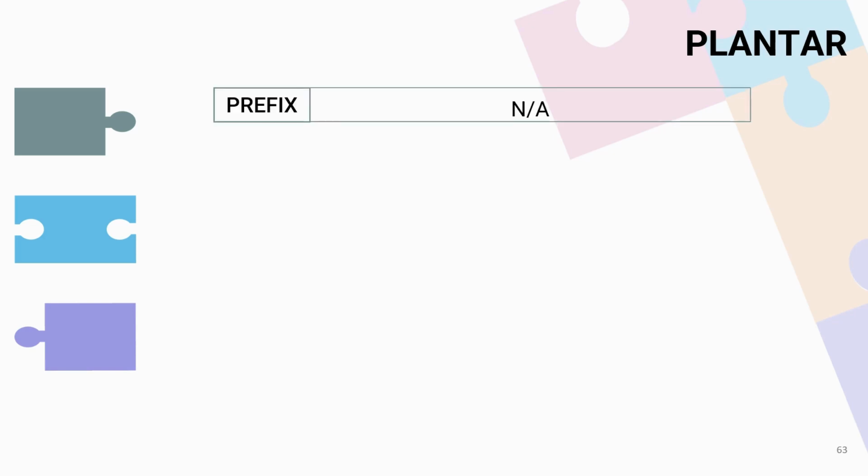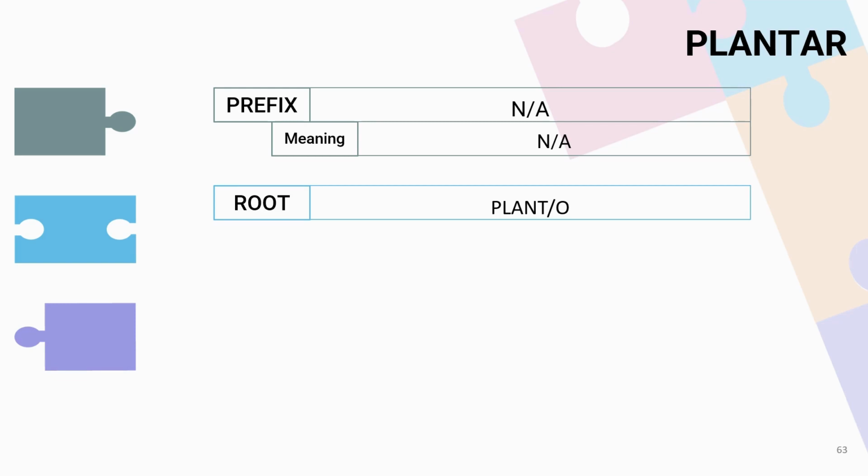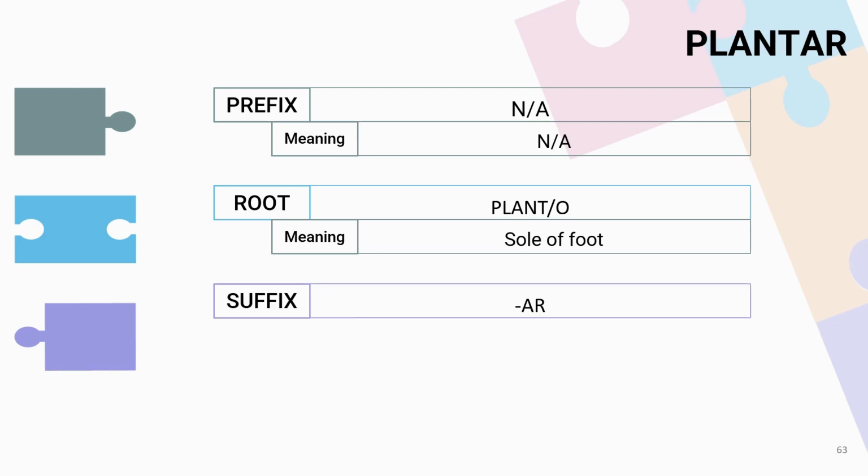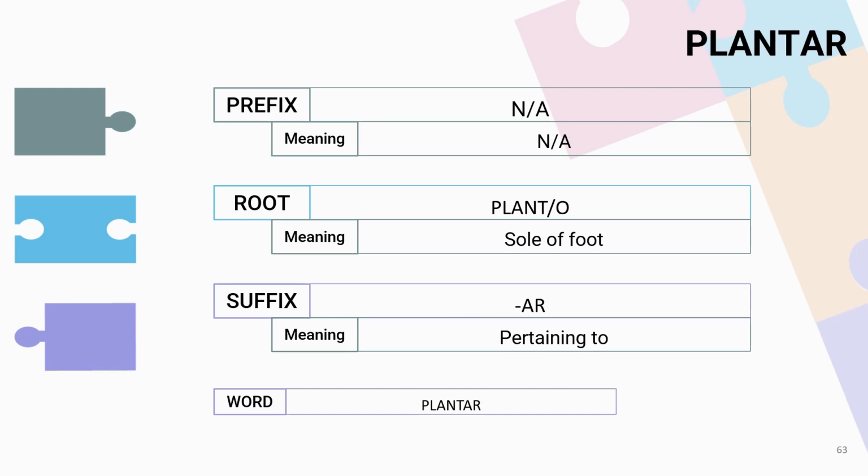Okay, there is no prefix in this particular word. There is a new root term, planto. And in this case, while there may be some alternate definitions, the sole of the foot is the most common one that we're going to use. So plant is the sole of the foot, which is really the bottom of the foot that contacts the ground. AR is the suffix, and it means pertaining to. So our definition of the term plantar is pertaining to the sole of the foot or the very bottom portion of that foot.